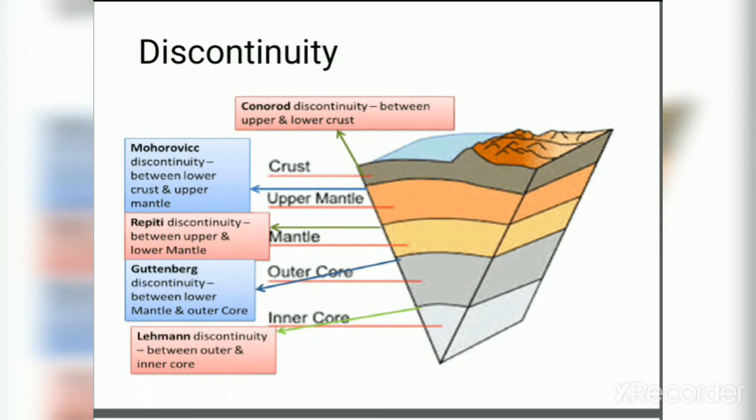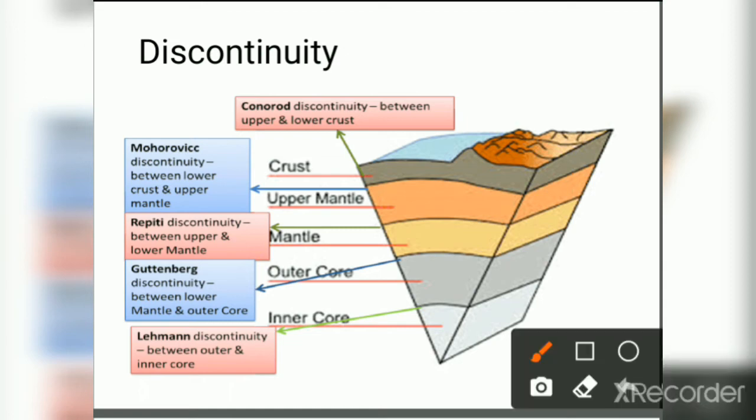Next, we are moving to discontinuities. There are first order and second order discontinuities. First order includes Mohorovičić discontinuity and Gutenberg discontinuity. Rest of others are second order discontinuities.